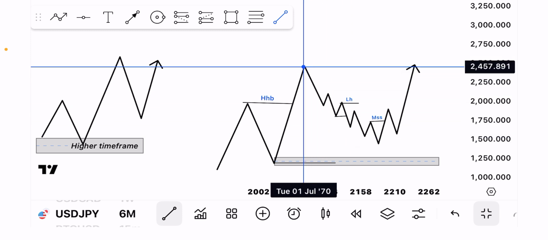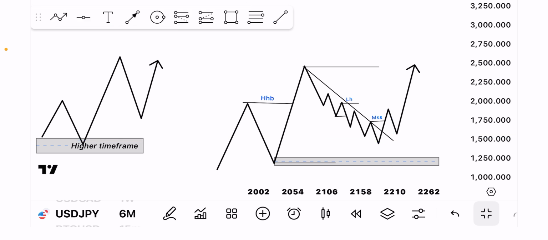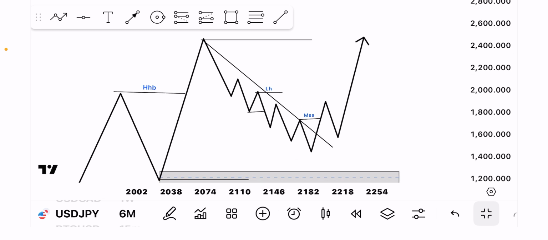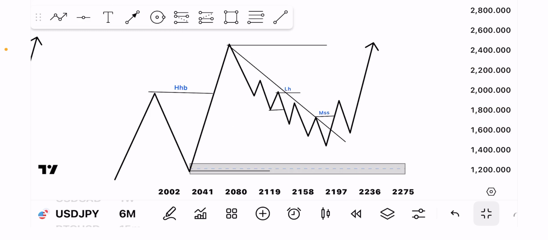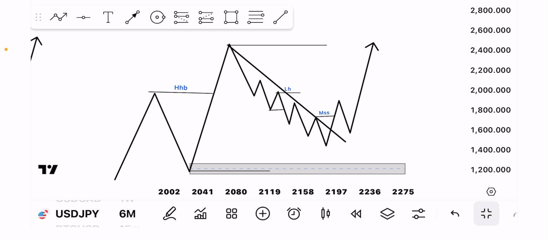Remember what I said the trend line is. When the trend line breaks, it is a strong indicator that the market is starting a new trend. Now, at this point in time, when the trend line breaks, we start looking at our lower time frame. That is where we find our opportunity.